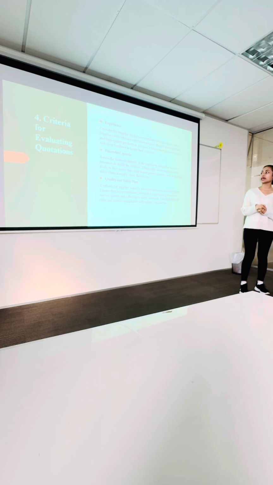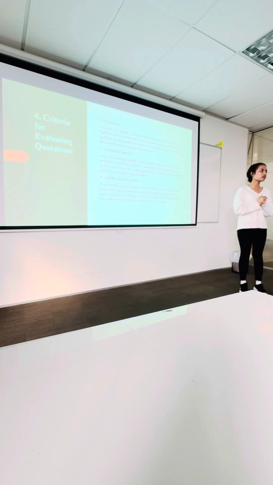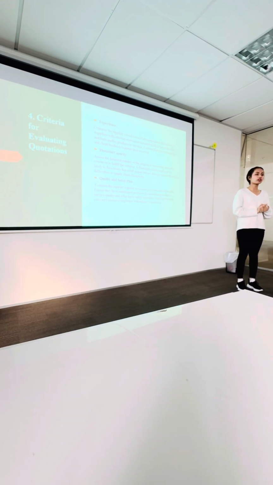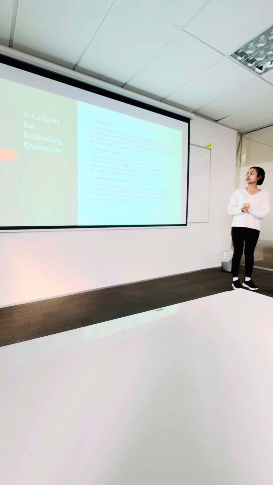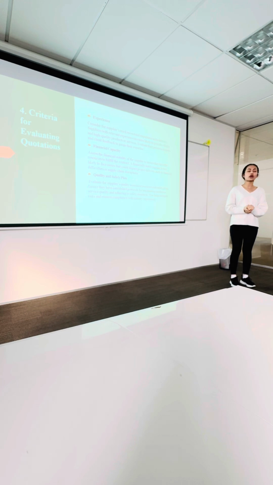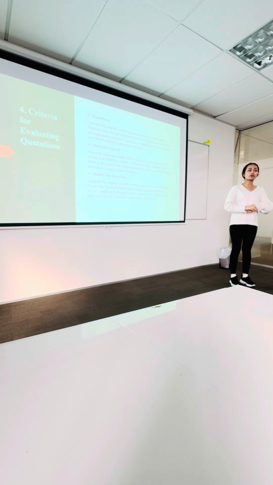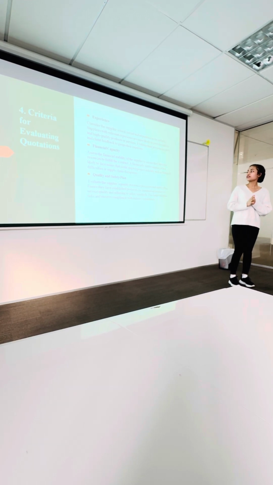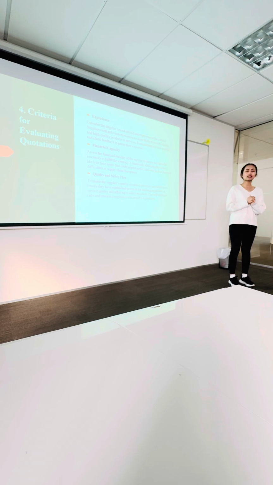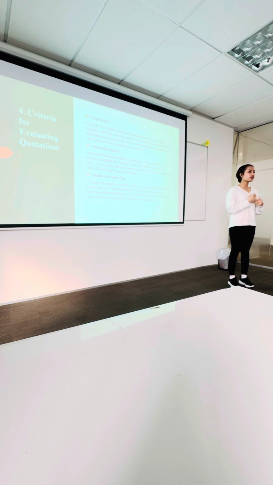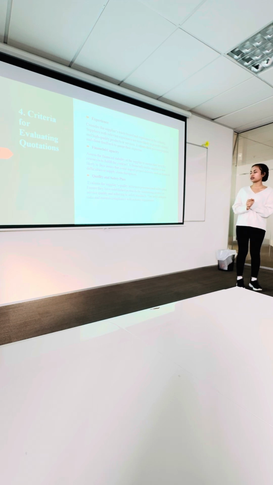And the other one is experience. Considering the supplier's track record and experience in the industry, suppliers with relevant experience are more likely to provide high quality products or services. And there's financial capacity. Assessing the financial capacity of the suppliers to ensure they have the resources to fulfill the contract. A financially stable supplier is less likely to face issues that could impact project delivery, such as financial difficulties or supply chain disruptions. And there's the quality and safety plan.